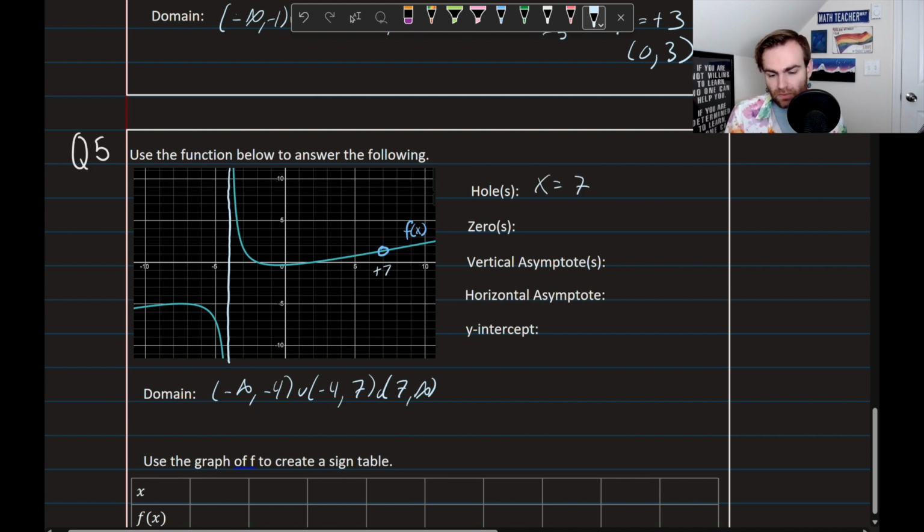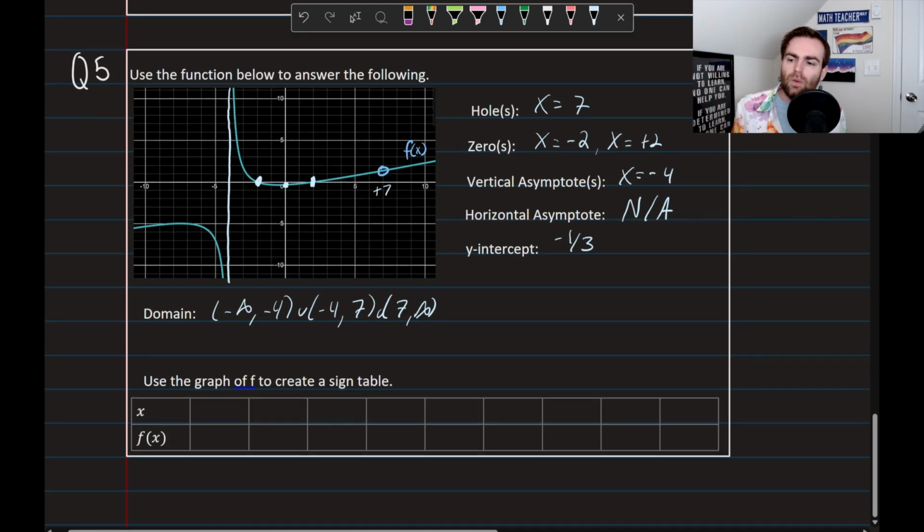We have zeros, a couple actually. We have one right here and right here, so one at negative 2 and positive 2. Vertical asymptote, we only have one of those: x equals negative 4. Horizontal asymptote, this one doesn't have any. It has that infinite end behavior. Y-intercept, it looks like we're crossing somewhere between 0 and negative 1, so make your best guess. We'll go with negative 1/3 just for kicks and giggles.